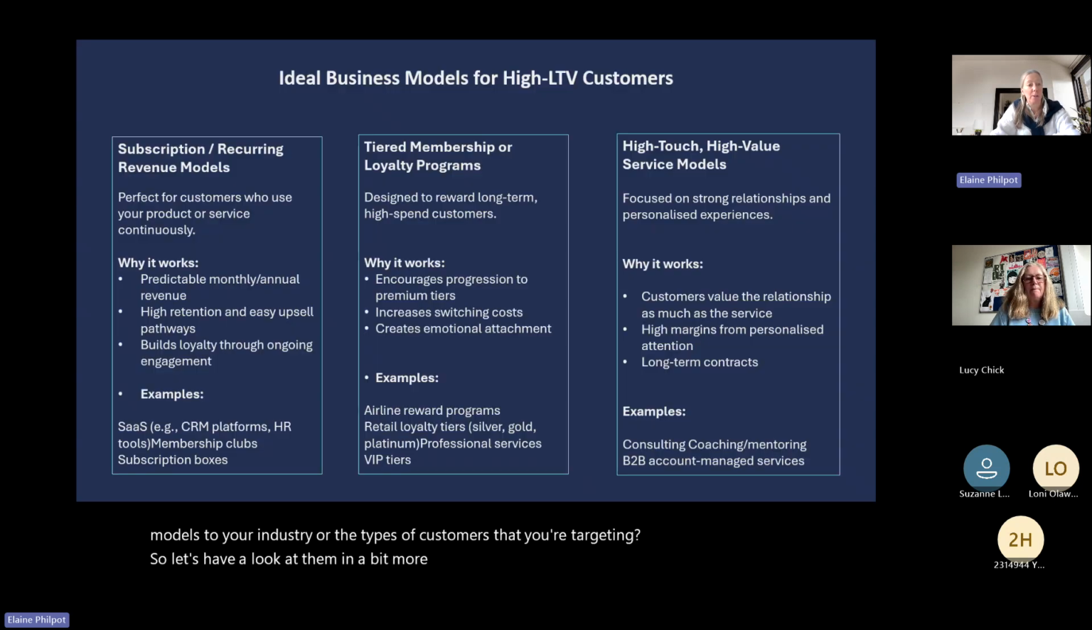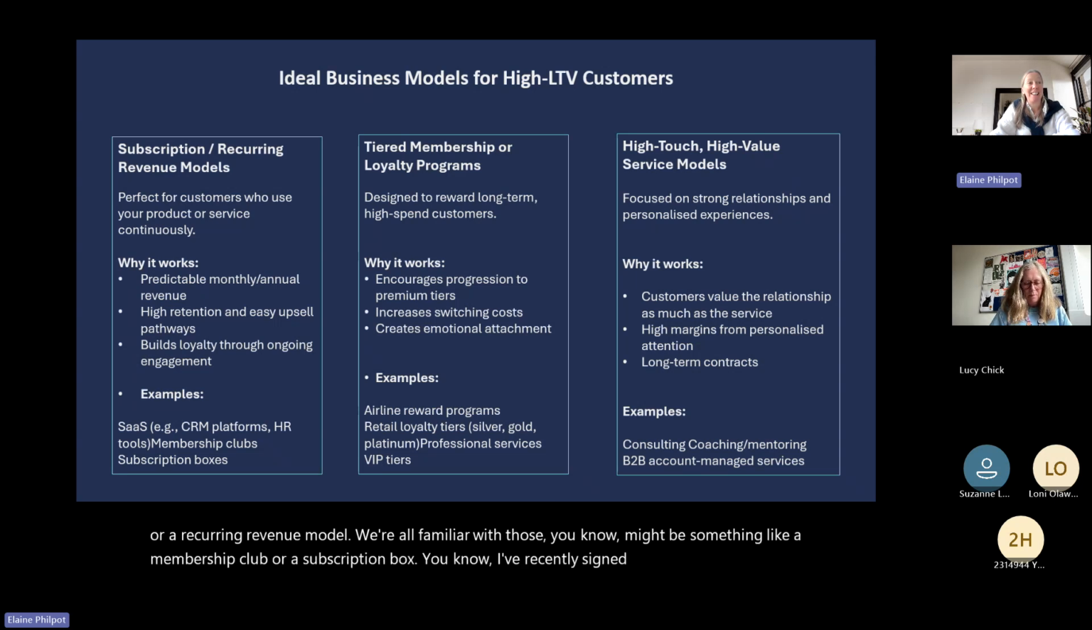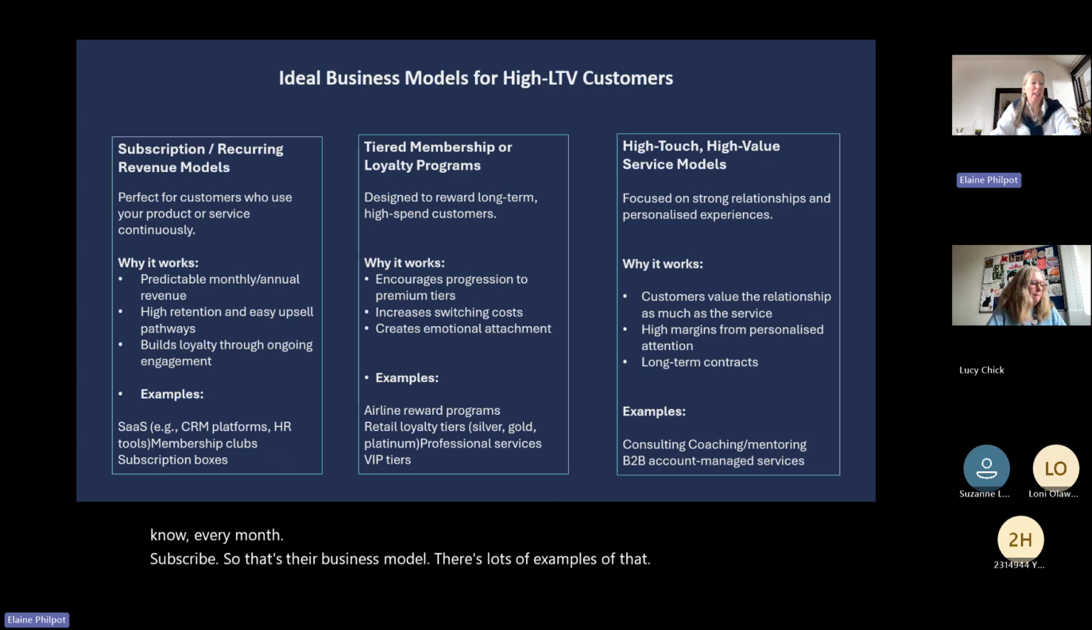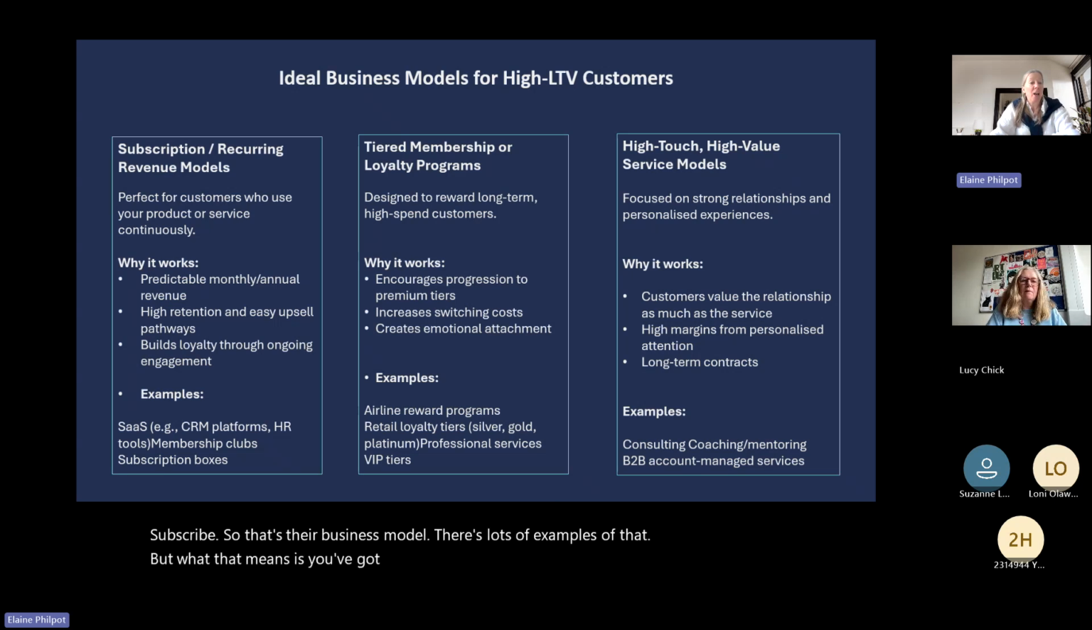So one of the models would be a subscription or a recurring revenue model. We're all familiar with those, might be something like a membership club or a subscription box. I've recently signed up to one for my cat, to get cat food. It's really good quality cat food, and it's a subscription, so I get it every month. So that's their business model. There's lots of examples of that. But what that means is it's ideal for customers who use your product regularly or your service continuously, and it is a predictable monthly or annual income for you.